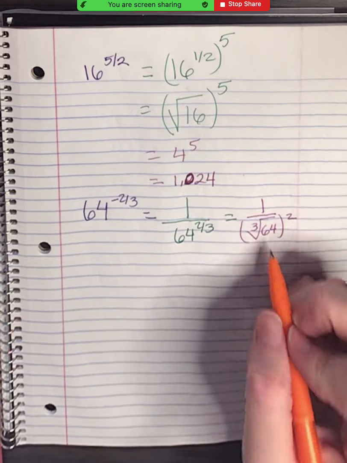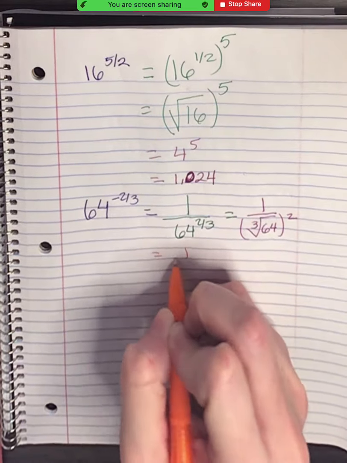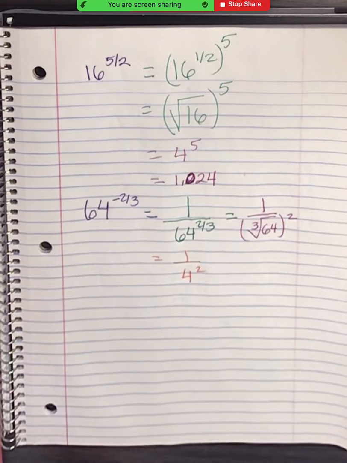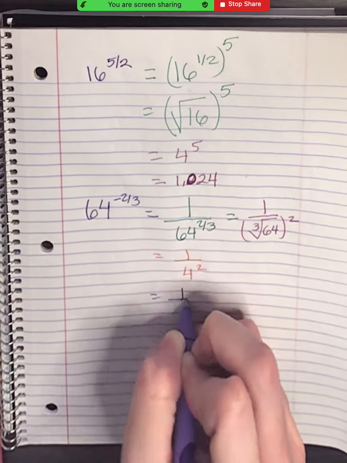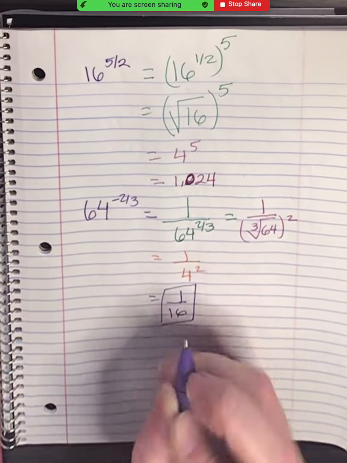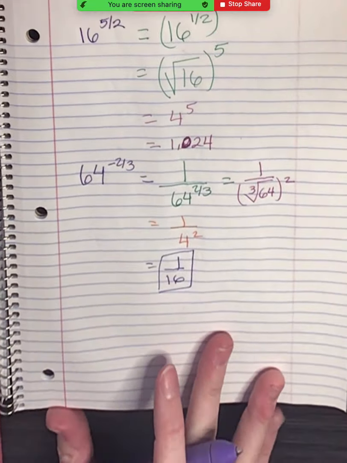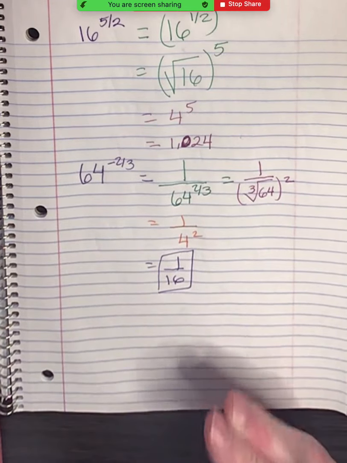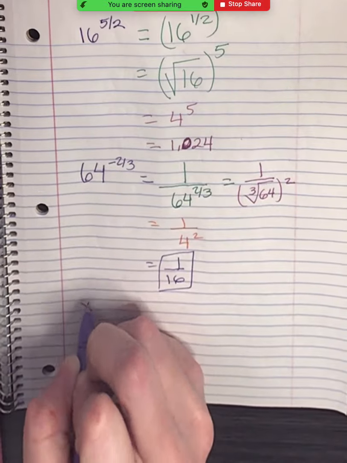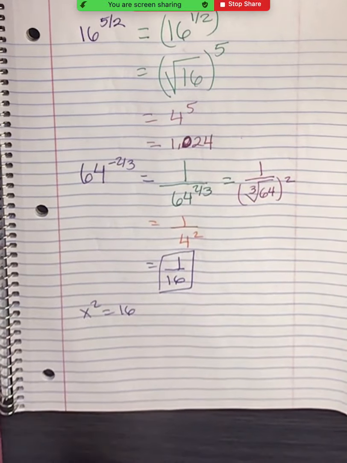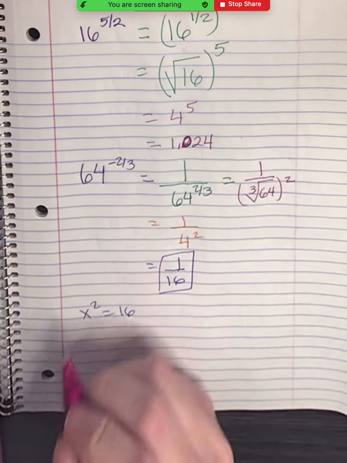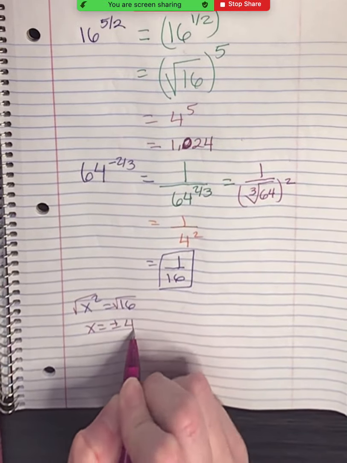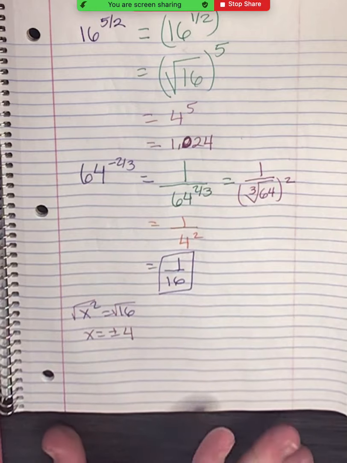Then the cube root of 64 is 4. And 4 squared is 16. So we get 1 over 16. This all becomes useful when you're solving an equation, right? If I said x squared equals 16 and asked you to solve, you would say, well, I'm going to take the square root of both sides, and I get that x could be plus or minus 4. Same thing happens when it's higher roots now.